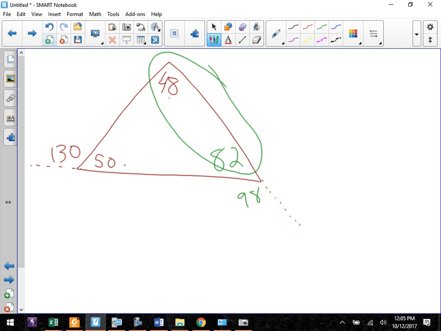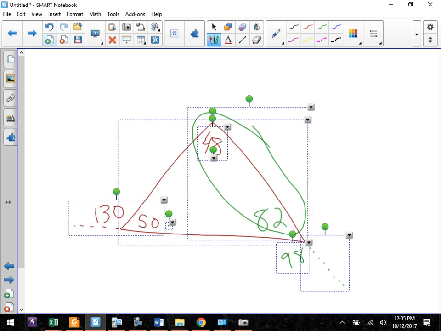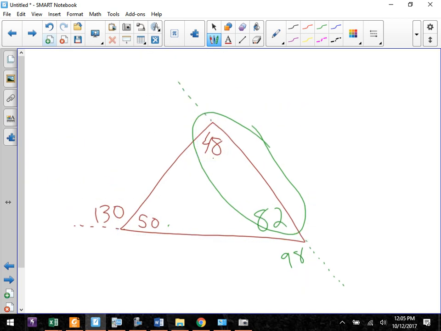I wonder. Okay, move this over a bit. What's the exterior to 48? 132, huh? Which so happens to be the sum of what? Whoa! She's like, wait, what?